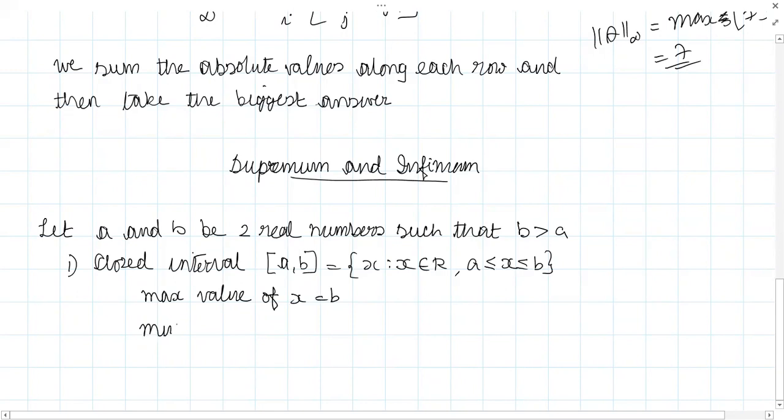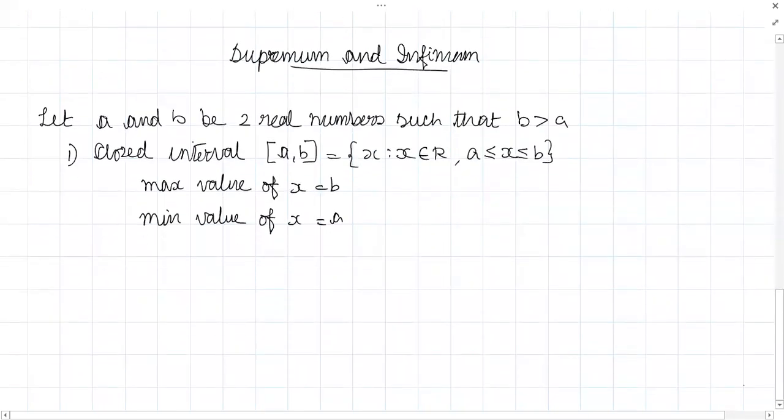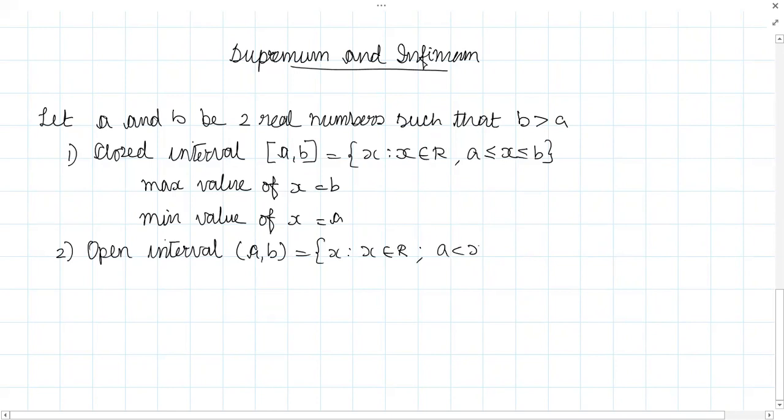And what is the minimum value? A. So you can define the maximum and minimum values if you have a closed interval, because both the lower and upper limits are included. But let us now define an open interval. An open interval is denoted with round brackets. It is defined as X, an element of R, such that A is less than X, and X is less than B.